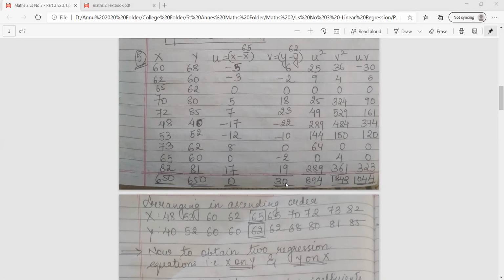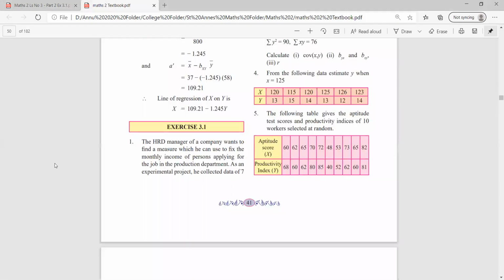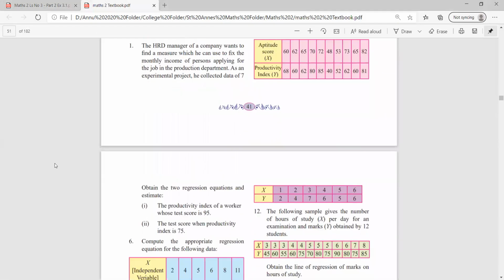After getting this, you can prepare the next 3 columns, U square, V square, and UV. Once you are done and prepared all the 7 columns, you will be doing the totaling of it. Once you are done with the total, then read the question. What have they asked? So they have told us to obtain 2 regression equations.